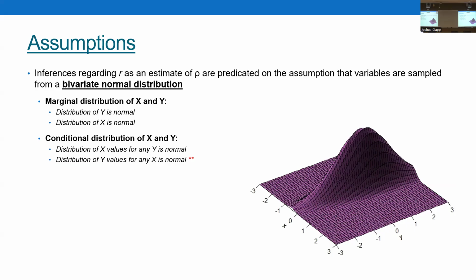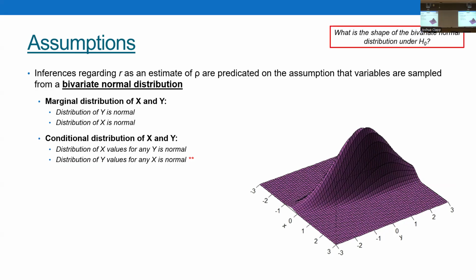But to note that, these are the assumptions for correlation, where we're assuming a bivariate normal distribution: the marginal distribution of Y is normal, the marginal distribution of X is normal. Also, the conditional distribution of X is normal for any Y, and the conditional distribution of Y is normal for any X. So we don't need to worry about this for regression. But we'll get into that when we get into assumptions of regression. Questions about this? All right.